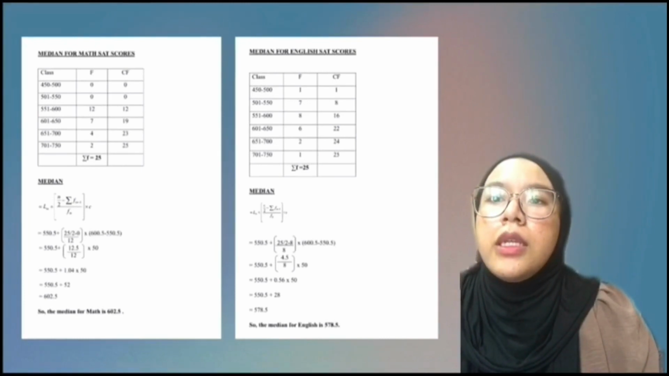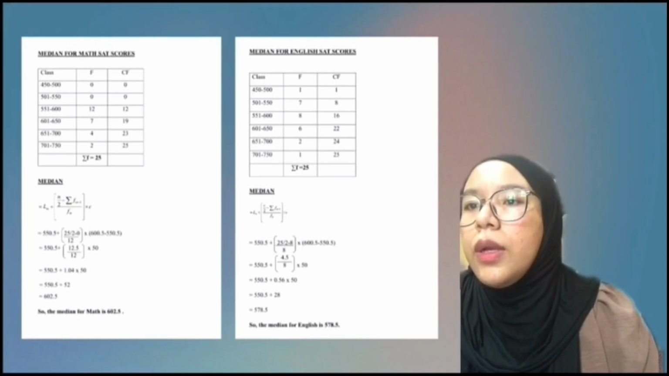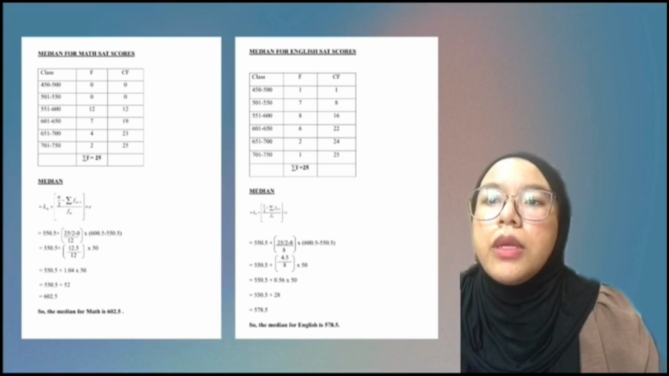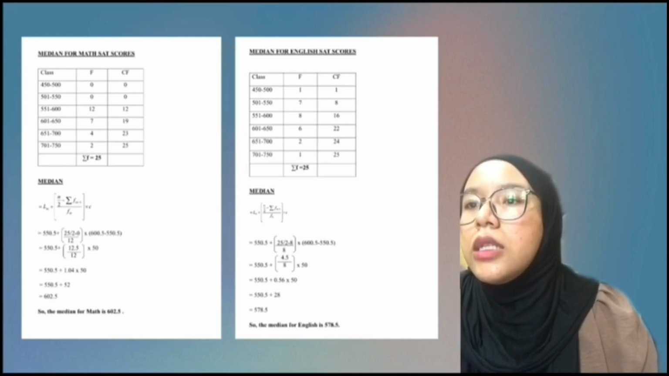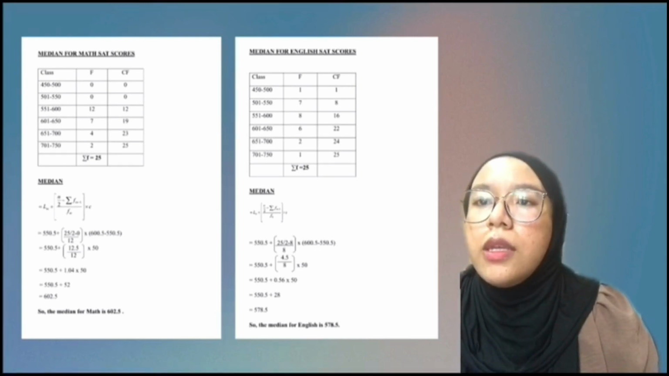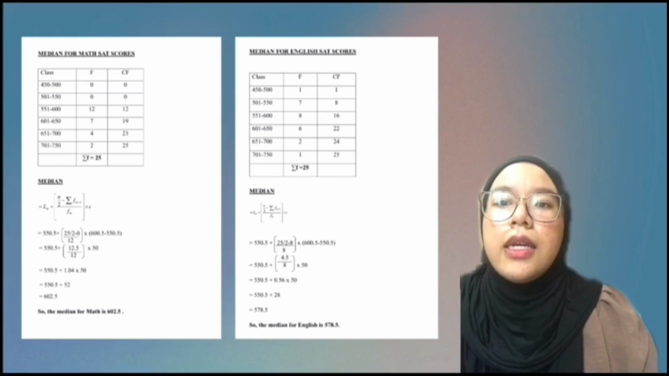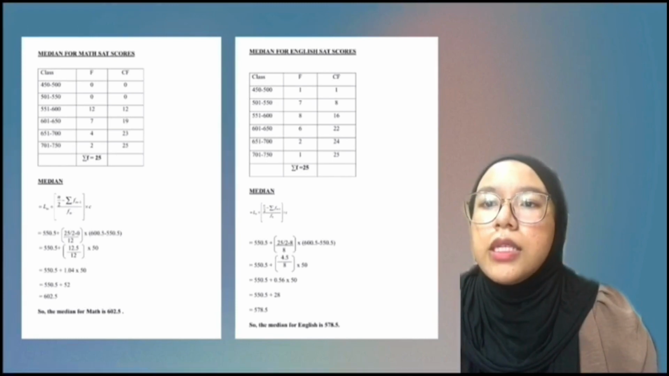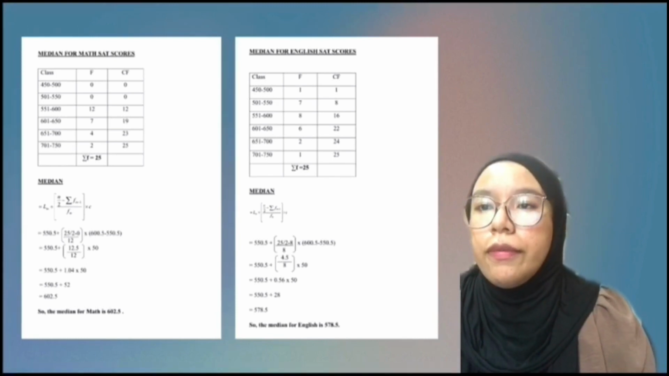The definition of median is the value that lies in the middle of the data when the data set is ordered. Next, there is a formula for median where LM is lower class boundary of median class, FM is frequencies of the median class, sum FM1 is cumulative frequency before median class, and C is class size or class width. So my answer for median for math is 602.5 and for English is 578.5.